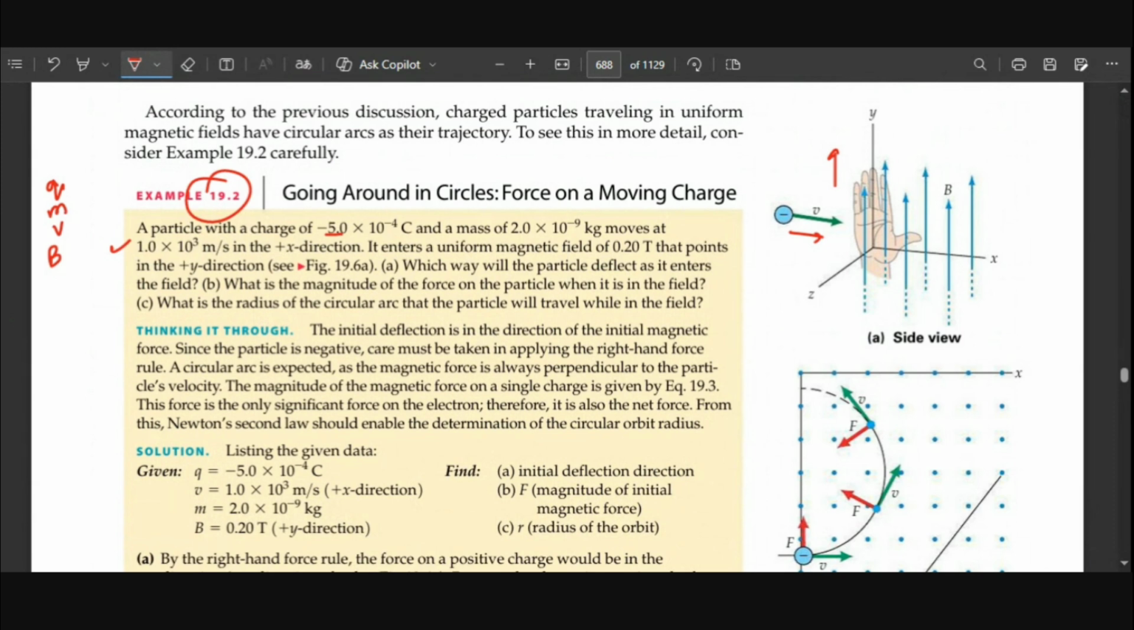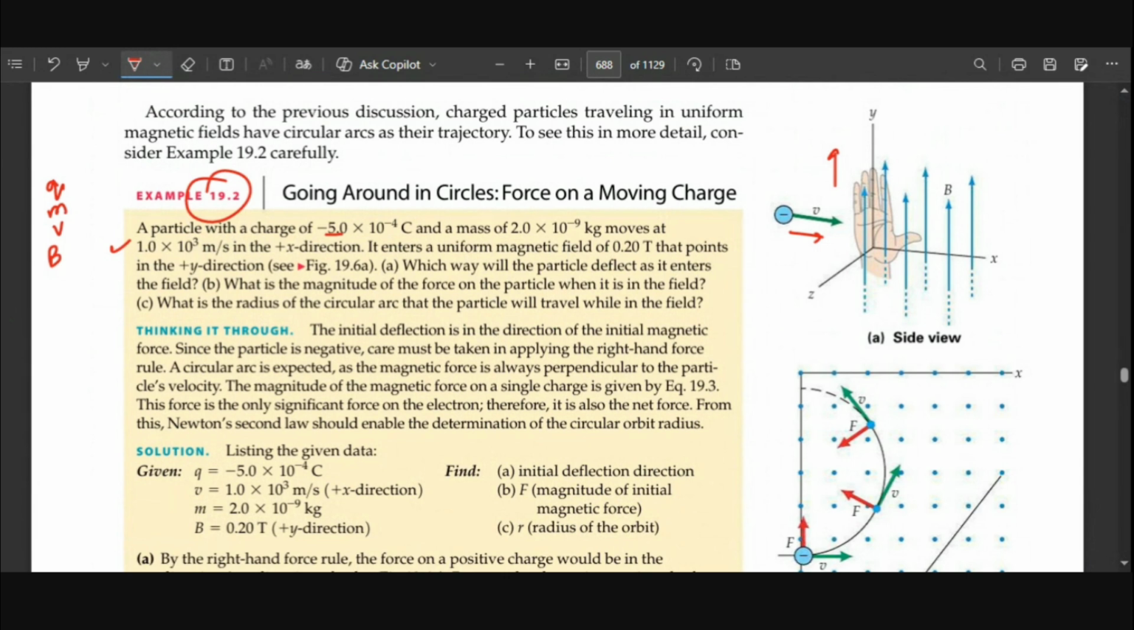Thumb will be placed in the direction of motion, as I told you. Forefinger will be placed in the direction of magnetic field, and the direction of palm will give us the direction of magnetic force. So just tell me, what is the direction of magnetic force here? It would be to west. When we are talking about directions in terms of x, y, z, you have to answer in terms of x, y, z.